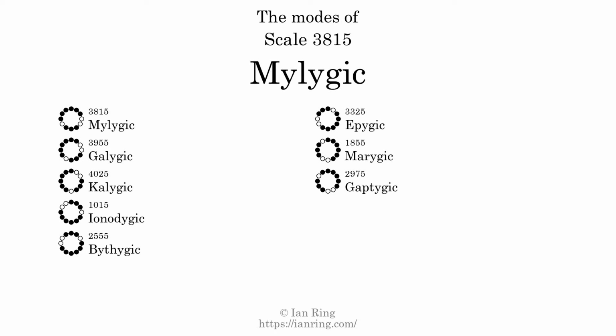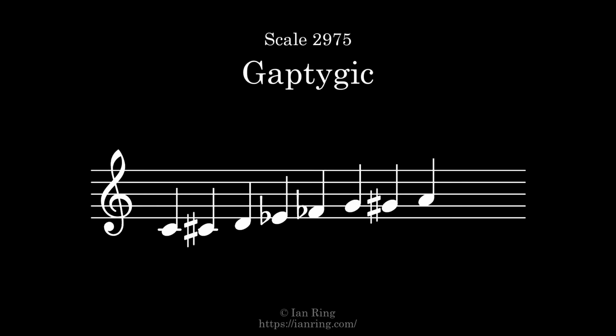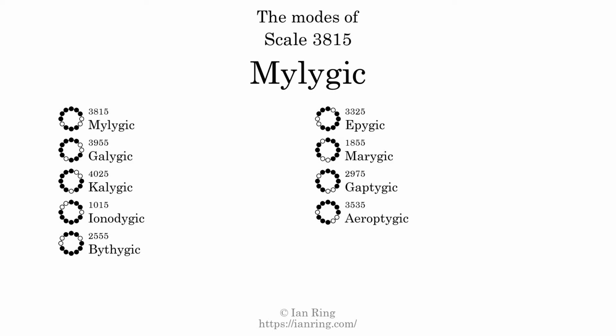The eighth mode is scale 2975, also known as Mylygic. It sounds like this. The ninth and last mode is scale 3535, also known as Imperfections. It sounds like this.